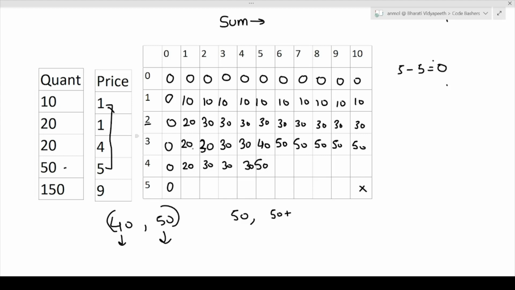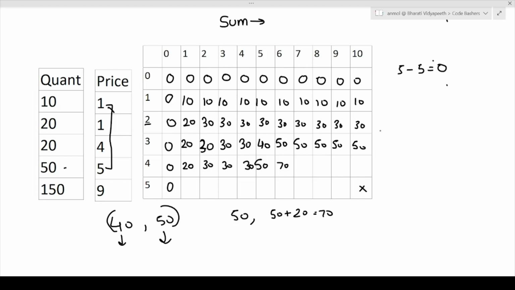So it was 20. So 50 we had bought plus 20 maximum we can get, it is coming out to be 70. So out of 50 and 70, what is the maximum value? It is 70. Okay, now again we will do the same thing.